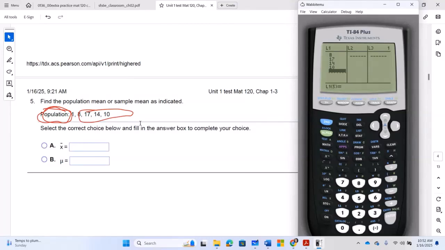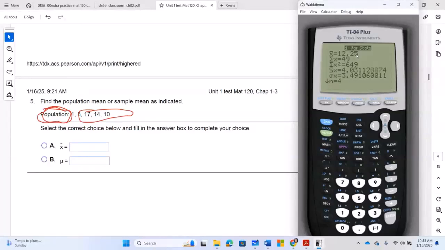And I'm told to find the mean, that is the population mean. Everybody look. I don't need to sort it in ascending order because the question says find the mean only. So I'm going to go straight to stat, arrow to calc, one variable stat, and one variable stat of L1 because the data is in L1, calculate. My calculator told me that the mean is 12.25.